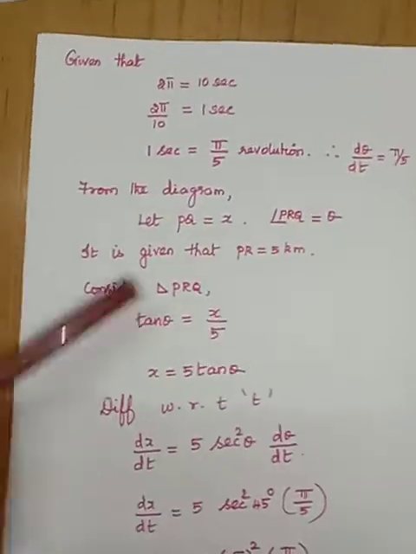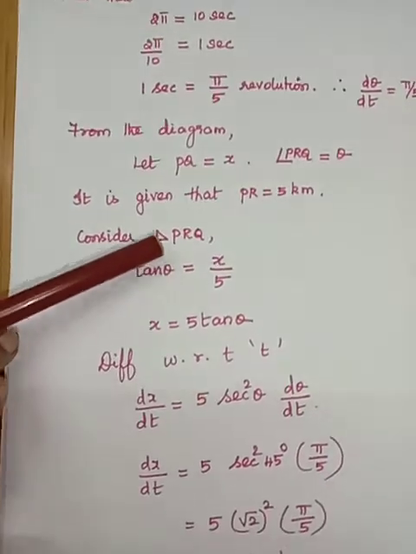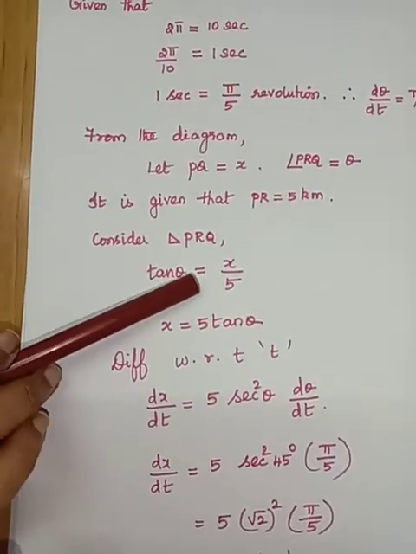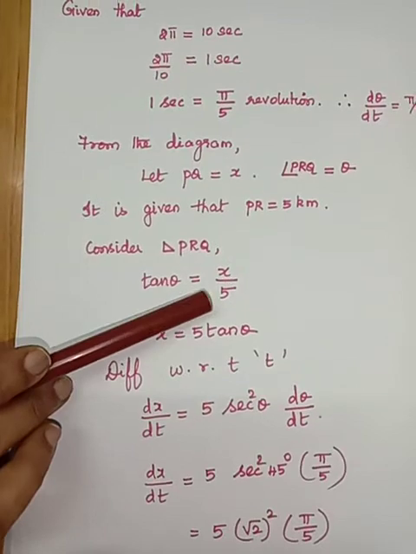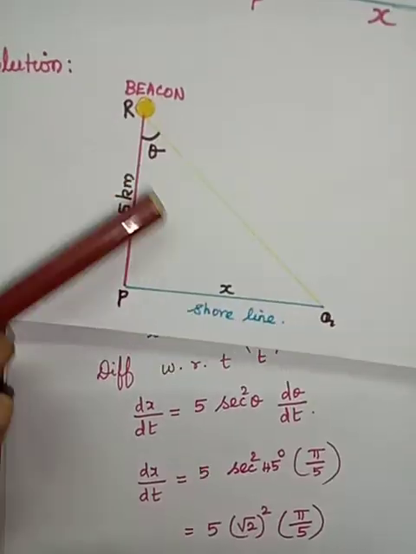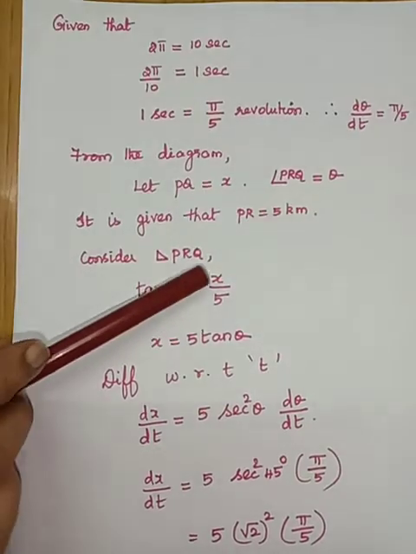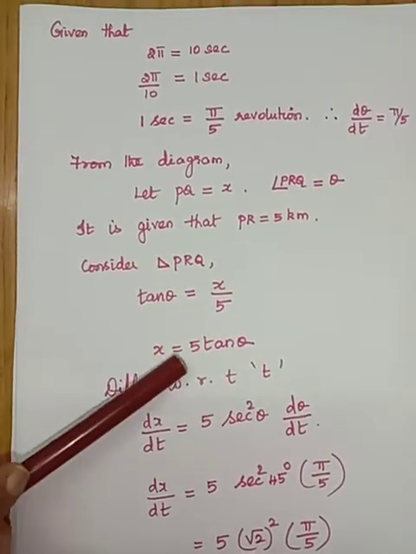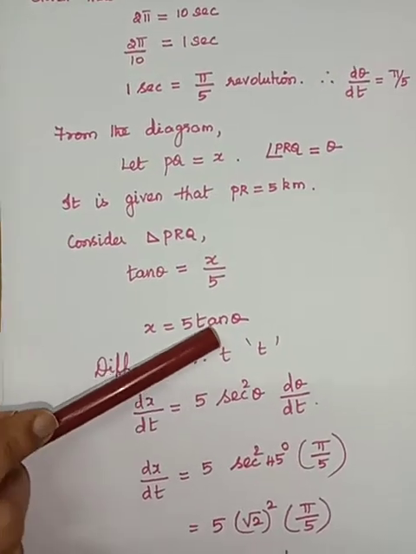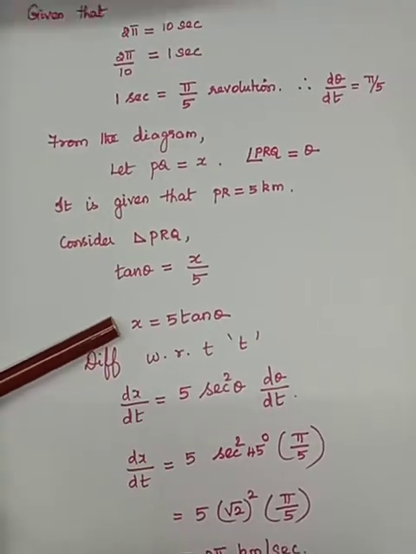See now, first I'll take the triangle. Tan theta is equal to, what is the formula? Opposite side by adjacent side. So what is the opposite side? x. What is the adjacent side? 5. So it is x by 5. So x is equal to 5 tan theta. Okay, so you got this result now.